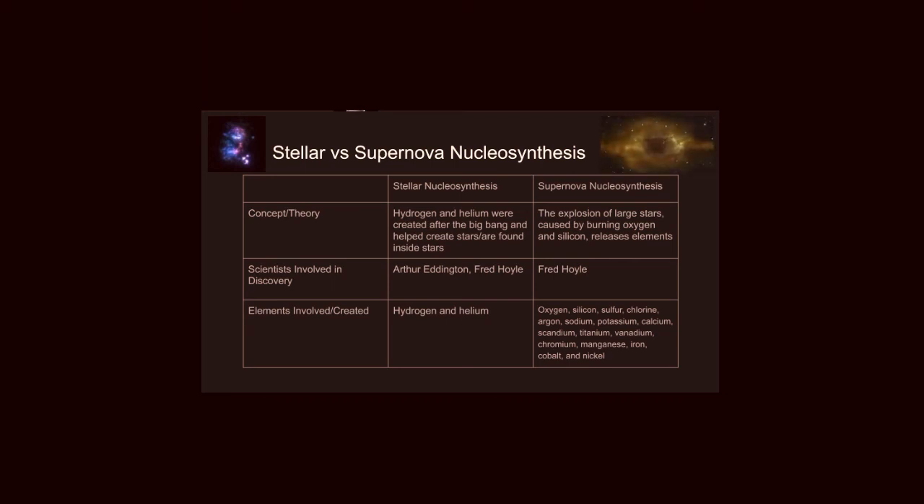On the other hand, supernova nucleosynthesis is the theory that, when massive stars explode, they release a large amount of elements, both light and heavy, with explosions caused by heated oxygen and silicon. This theory was also brought to life by Fred Hoyle. The elements involved are oxygen and silicon, and the possible elements produced are sulfur, chlorine, argon, sodium, potassium, calcium, scandium, titanium, vanadium, chromium, manganese, iron, cobalt, and nickel.